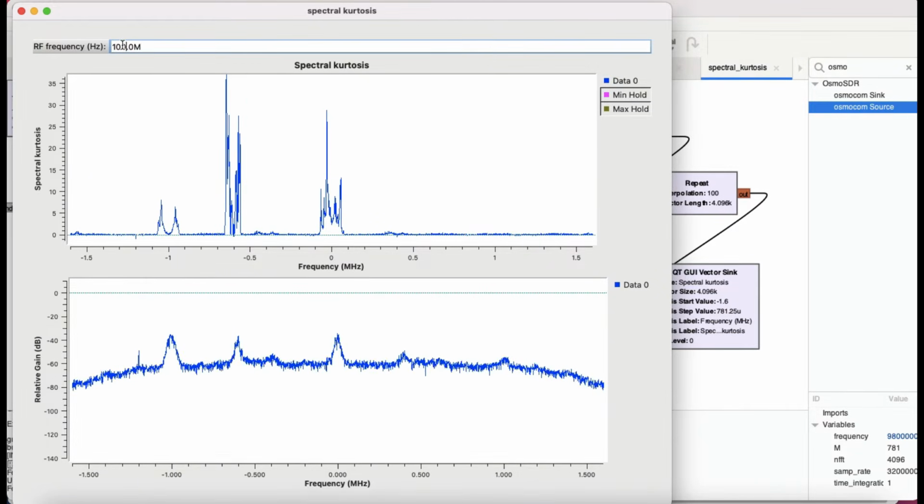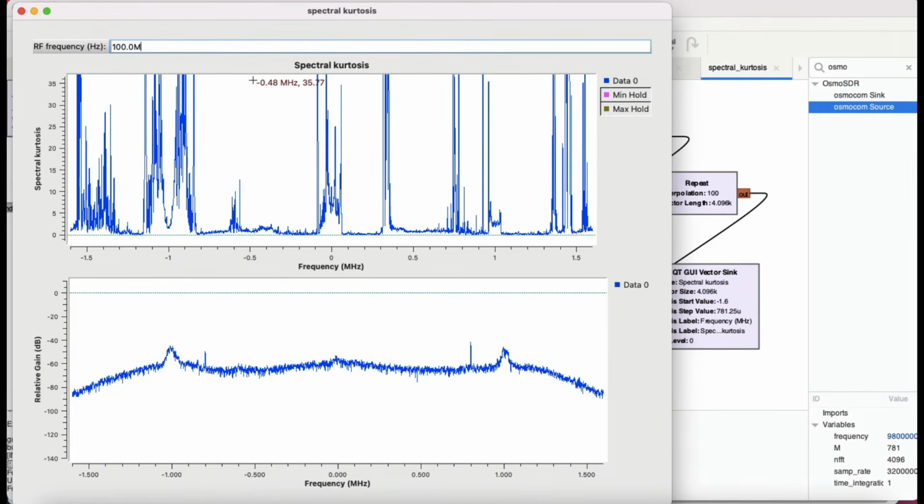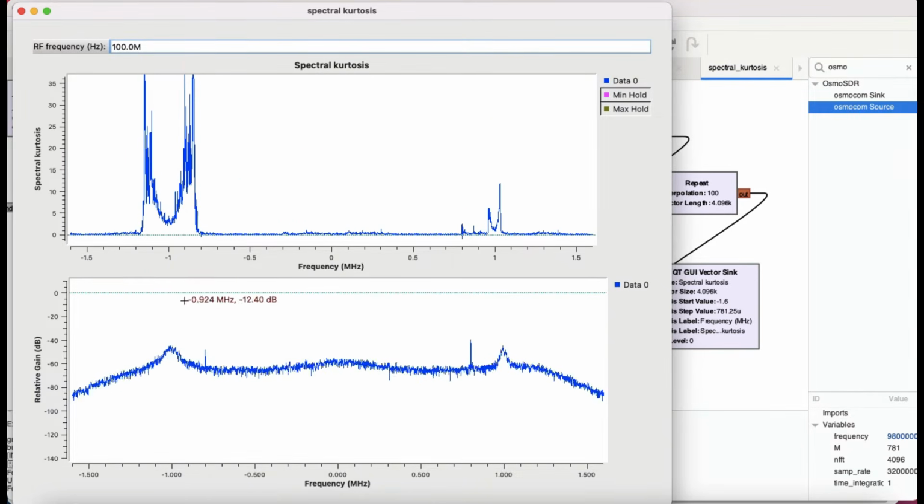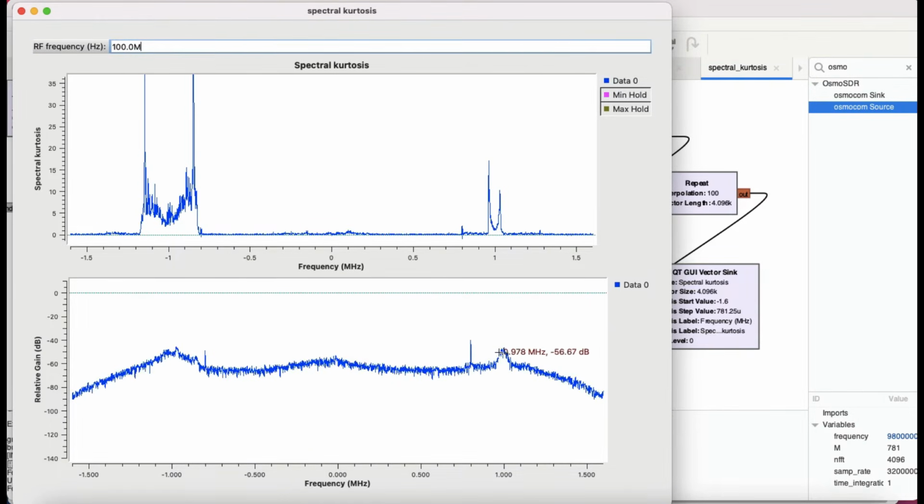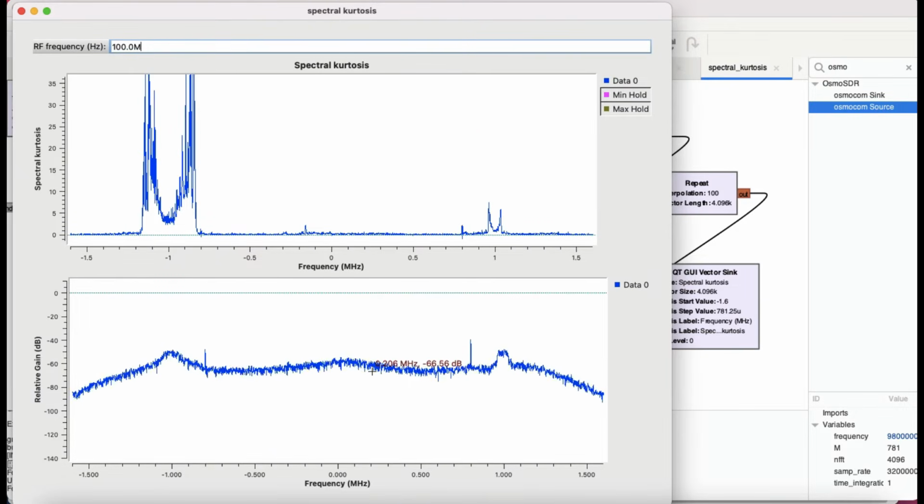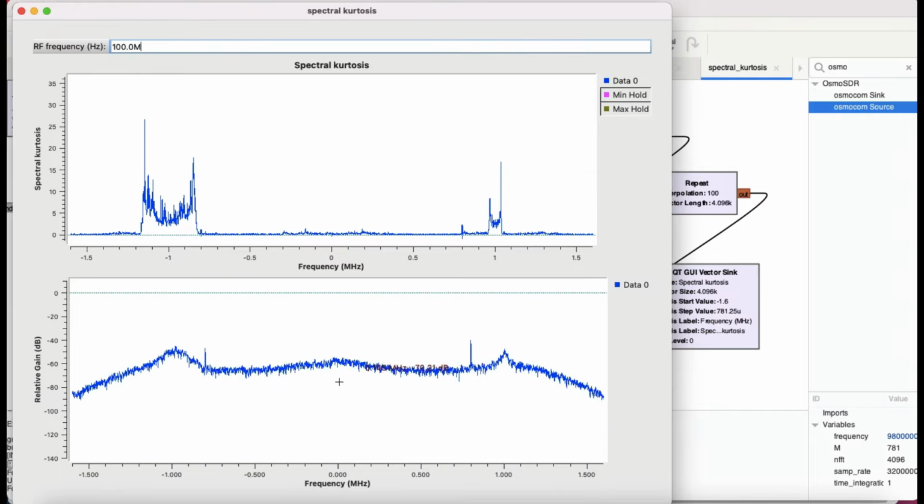Let's say 100 megahertz, which is also, here we go. So this is that signal, and this is what you're seeing right now. You're also seeing this as a signal. You're seeing this as a signal. Anything other than that is just considered a noise floor.